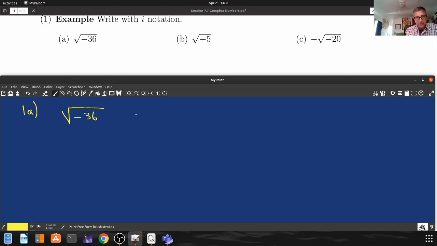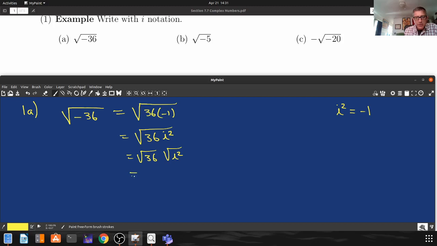So this is equal to the square root of 36 times minus 1. But we're using the fact that I squared is equal to minus 1 by definition. So that's equal to the square root of 36 times I squared, which is equal to the square root of 36 times the square root of I squared. The square root of 36 is 6, and the square root of I squared is I. So that's the whole procedure you can do.